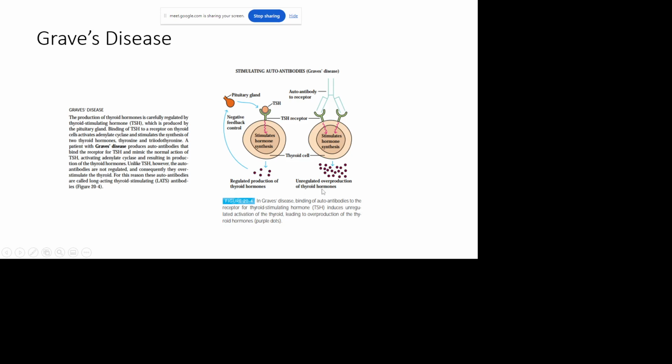There is unregulated overproduction of the thyroid hormone as there is no regulation. So this condition will give rise to Graves' disease.